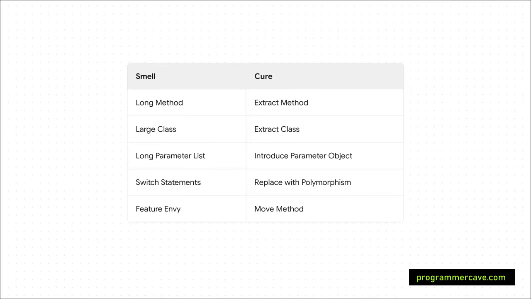Is your class too big and doing too much? You use extract class to split up its responsibilities. That feature envy we were just talking about, the cure is simple. Move method right over to the class it was so envious of. For pretty much every smell, there is a proven, well-documented fix.